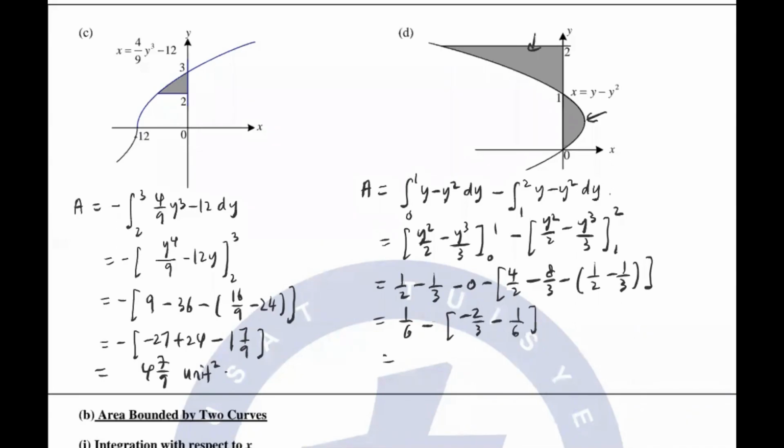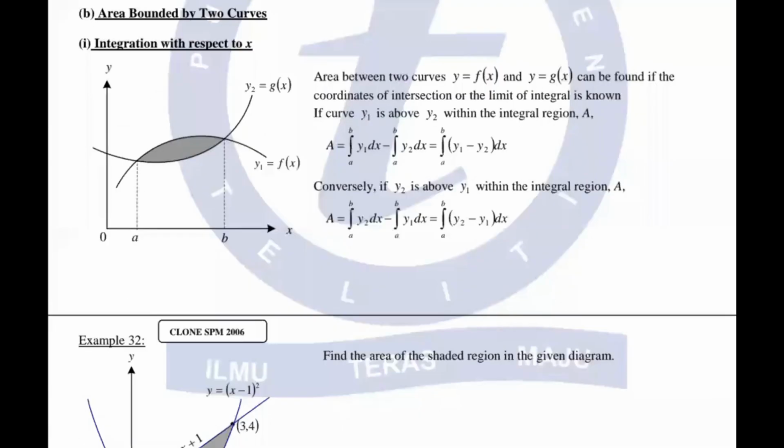Correct or not? Wow, this is very long. So 1 over 6 plus 1 over 6 is 1 over 3. 1 over 3 plus 2 over 3 is your answer, 1. Yes. Let's look at the next one.